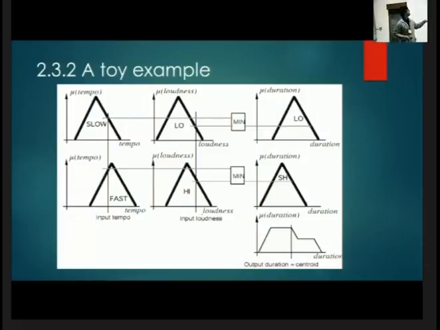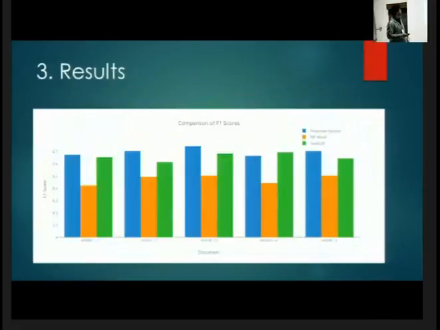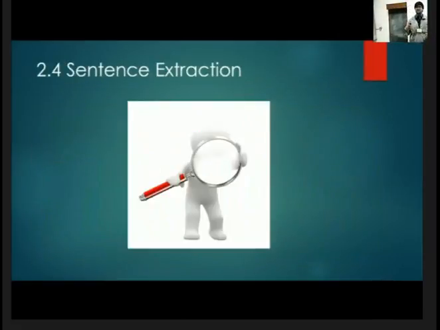This is a toy example which I got, for a music system. If you have tempo and loudness, which predicate the quality of music, and if you have music at that tempo and that loudness, you find the AND of it, which is the minimum, and then you find the summation of both these graphs, and you find the centroid of it. For sentence extraction, I find the top 20 percentile of every sentence score, and then I place them in the same order, so that it doesn't change the semantics of what it's trying to convey.